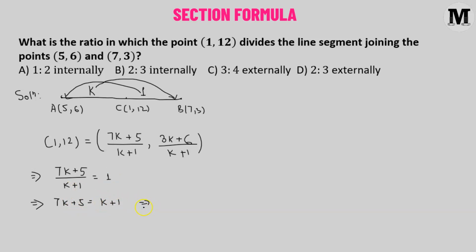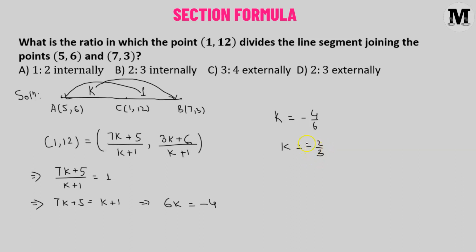So now we get 7k minus k, that's going to be 6k. This will be equal to 1 minus 5, so that's going to be negative 4. That means we're getting the value of k as negative 4 over 6, or we can say k is simply negative 2 over 3. However, we're getting a negative sign here.